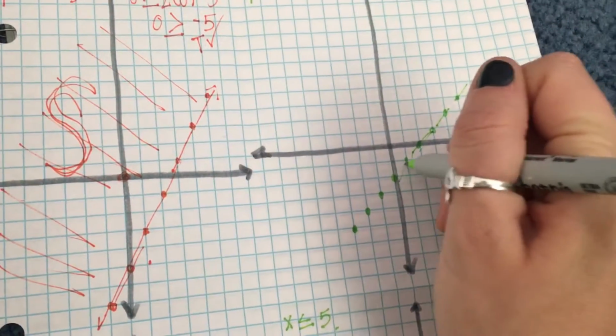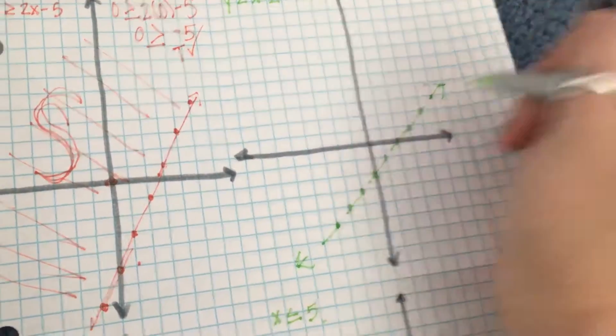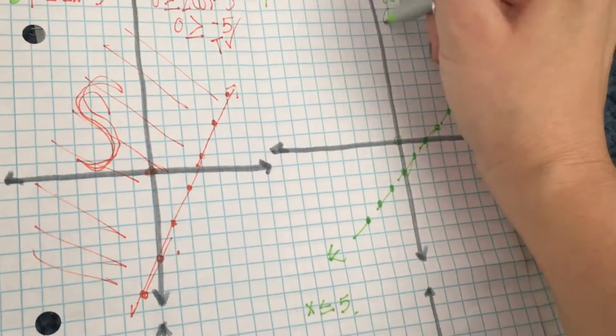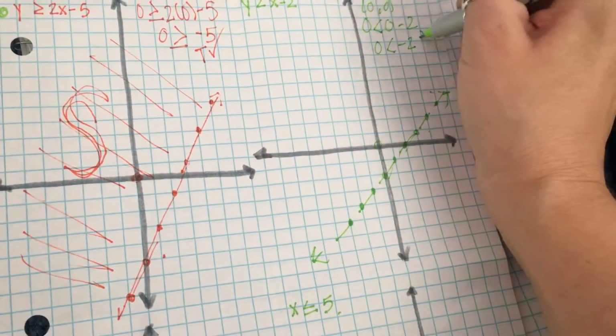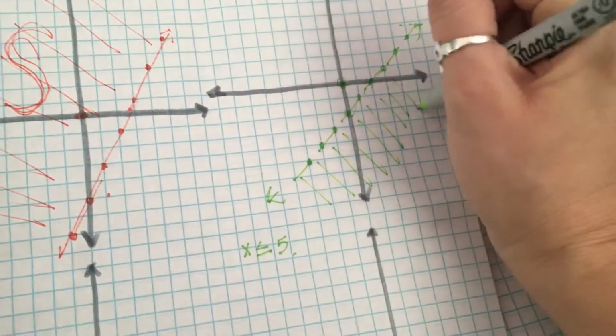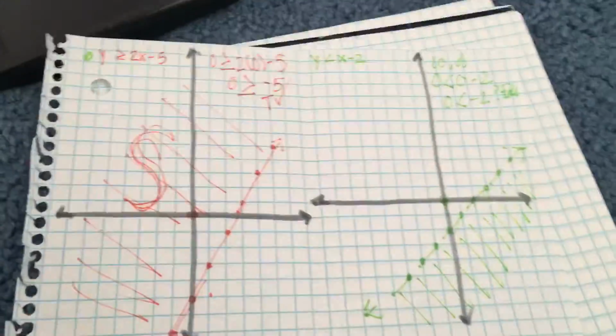Now since this is, again, less than, it is a dotted line. So take your test point, 0, 0, which is not on our line. We're going to have 0 is less than 0 minus 2. 0 less than -2. False. So we do not want 0, 0 in our answer. We want all of this in our answer, because 0 is not less than -2. So why would I want 0 in my solution?